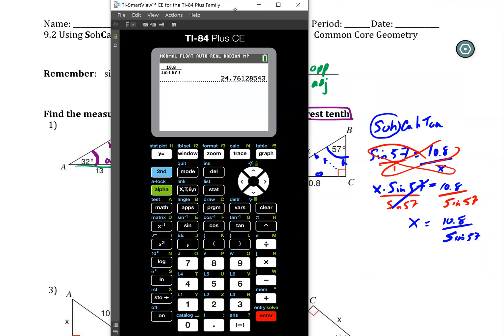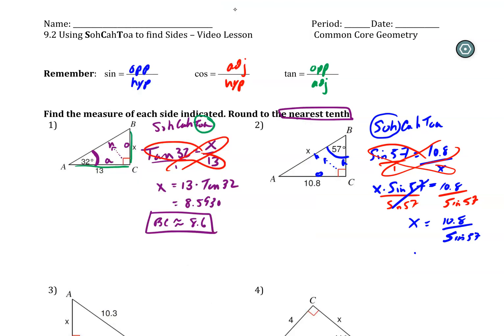We've got 24.7612. And it says again to the nearest tenth, so we're looking for AB. So AB is approximately 24.8 units of whatever they are.